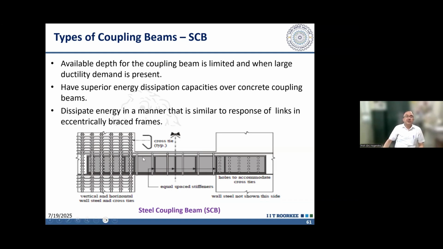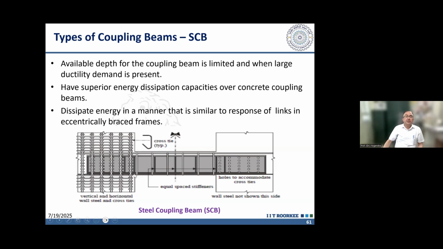The only thing is that this beam needs to be properly anchored into the boundary zone. The boundary zone already has congested reinforcement. This is shown here, the boundary element of the shear wall, which has closely spaced longitudinal reinforcement as well as stirrups and ties. Those stirrups and ties have to be continued through this, so holes are to be provided through this. Otherwise, if we discontinue these ties or stirrups here, the boundary element will be unconfined, and that will become the weak point.